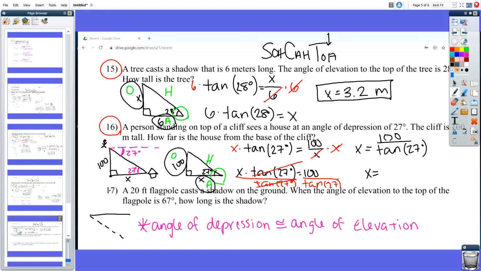I've got x on its own side, so I'm ready to plug this into my calculator. So 100 divided by tangent of 27. So this is going to be rounded to the nearest tenth, 196.3. Make sure you include your units, so it looks like we're dealing with meters again.